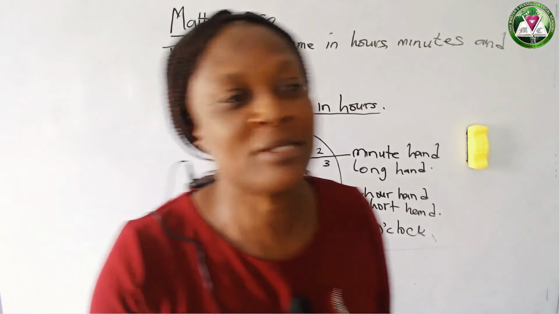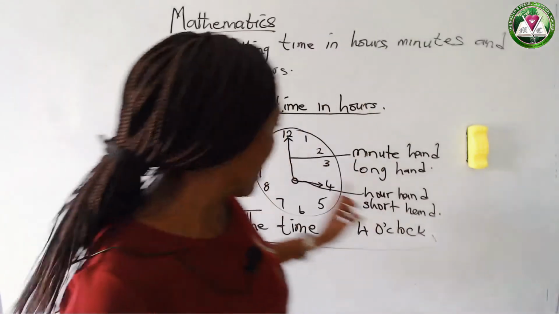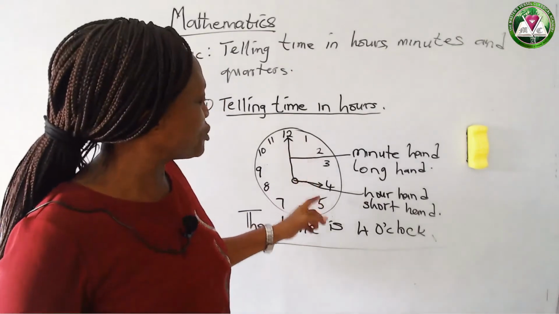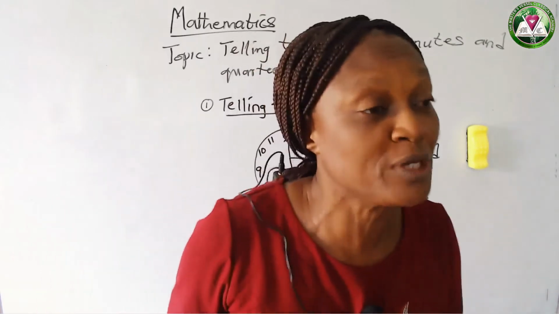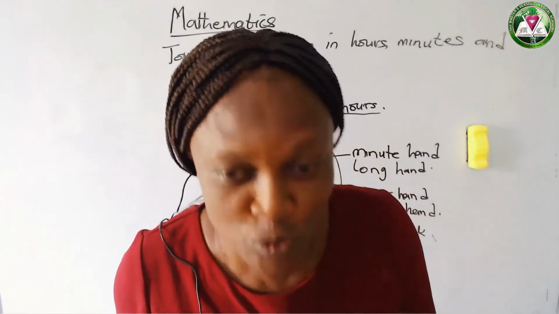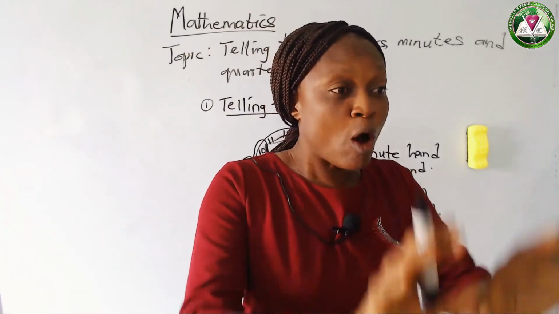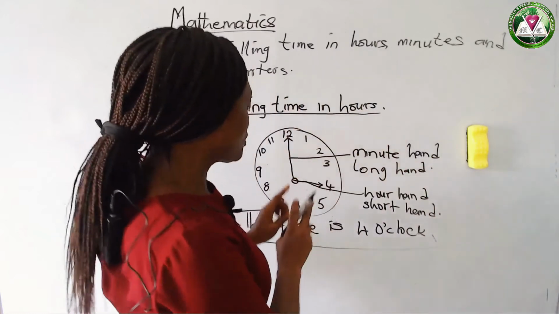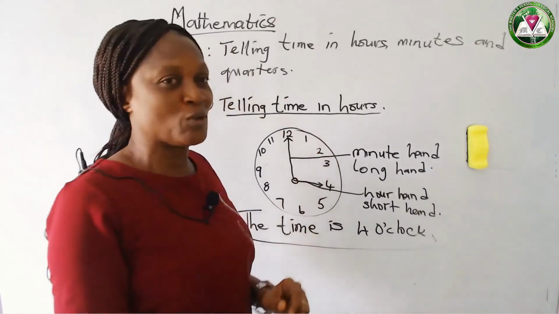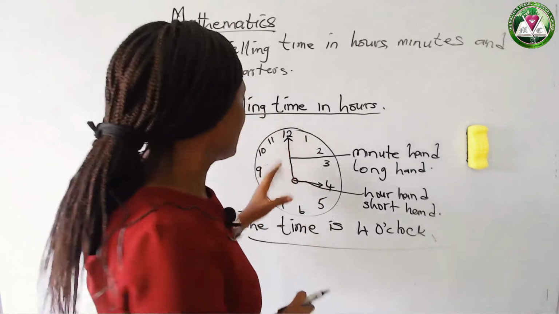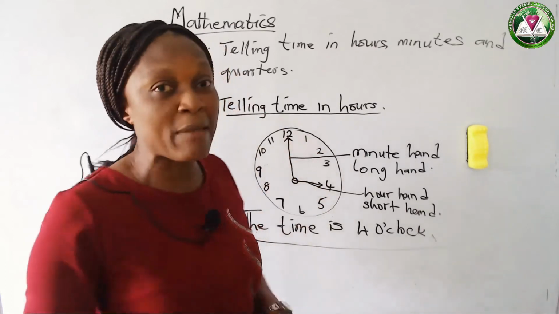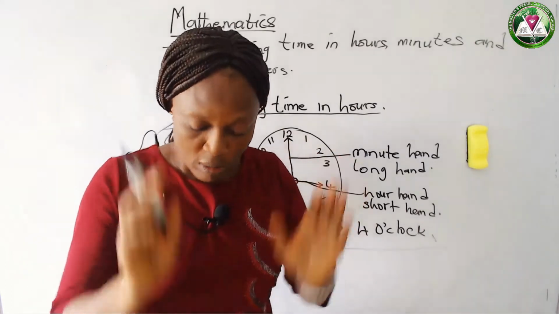Shamaka, can you now tell us the time? The long hand is at 12 and the short one is at 2. Shamaka, what should be the time? Good. The time is 2 o'clock because the short one is pointing at 2 and the long one is directly at 12. So that time is 2 o'clock.